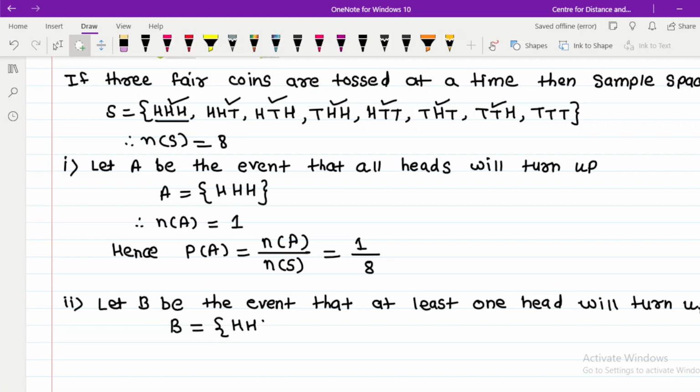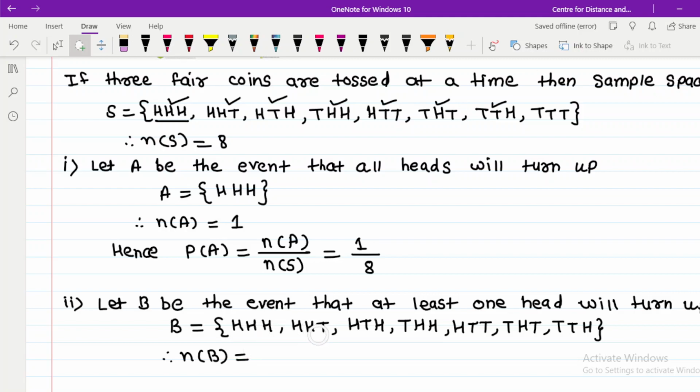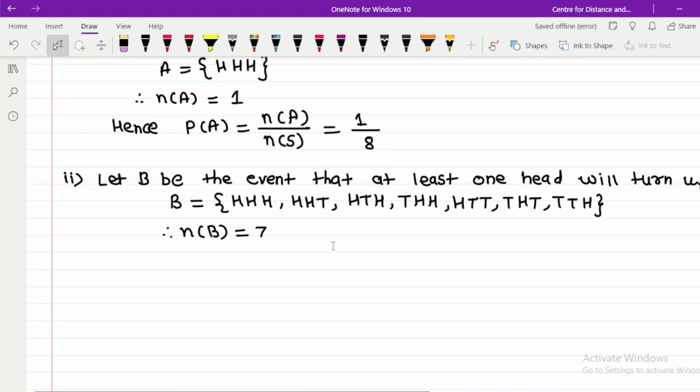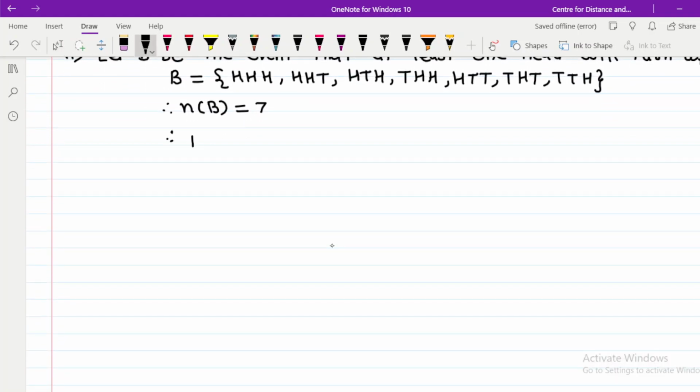So we get B is equal to HHH, HHT, HTH, THH, HTT, THT, TTH. Therefore, N of B is equal to 1, 2, 3, 4, 5, 6, 7. N of B is equal to 7. Therefore, P of B is equal to N of B divided by N of S. N of B is 7 and the value of N of S is 8. Therefore, here we get the probability of getting at least one head is 7 by 8.